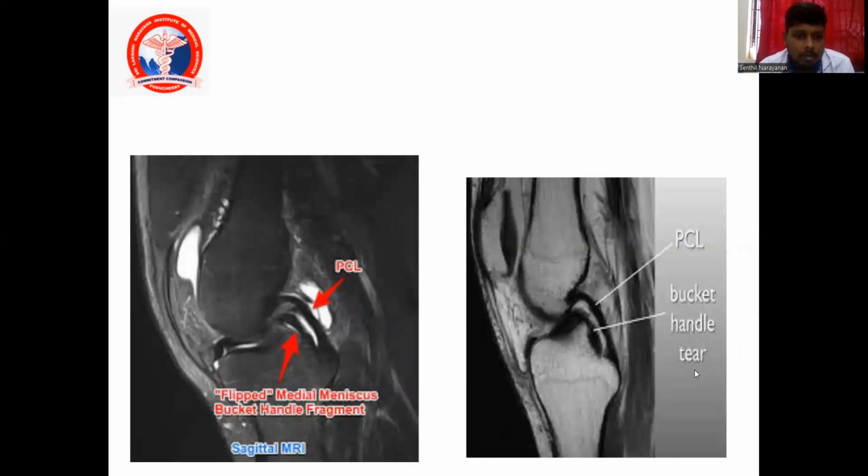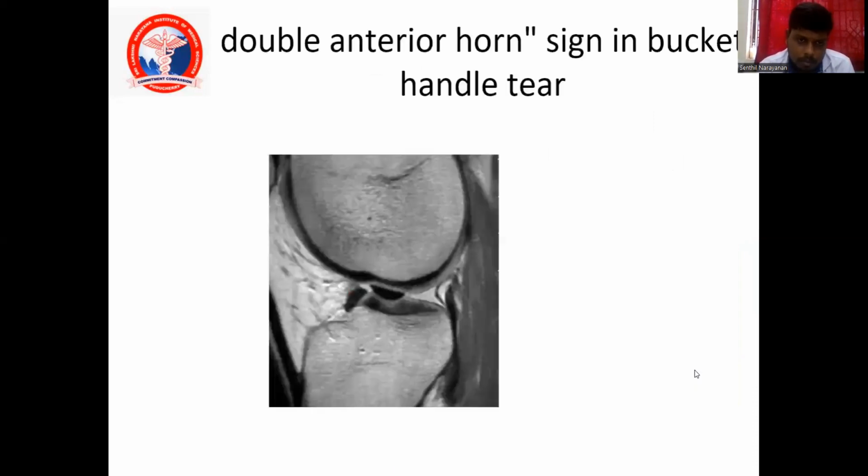Flipped medial meniscus, bucket handle fragment. This is the PCL, this is the bucket handle tear. So there is a double anterior horn sign in a bucket handle tear. As you can see, there is a double anterior horn.